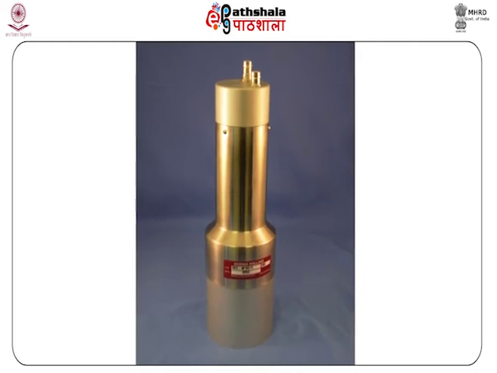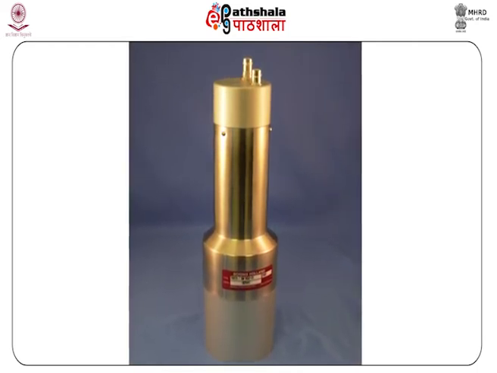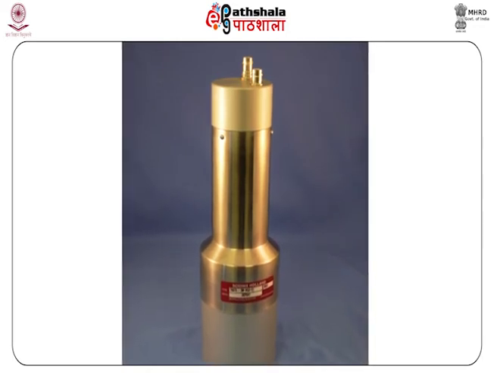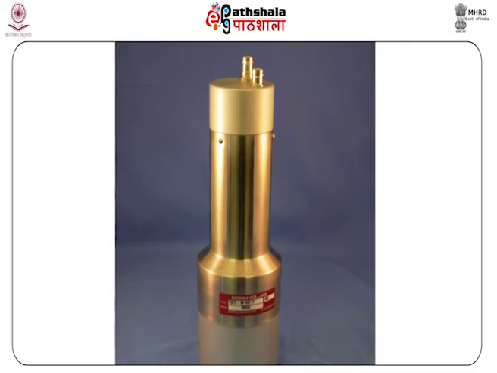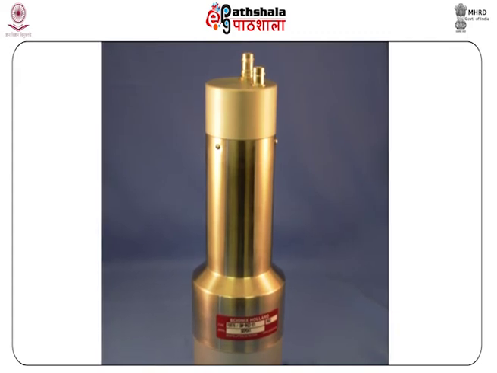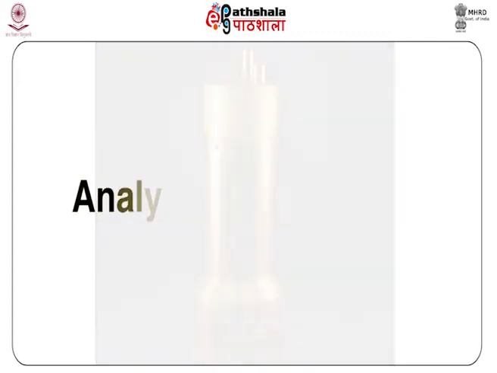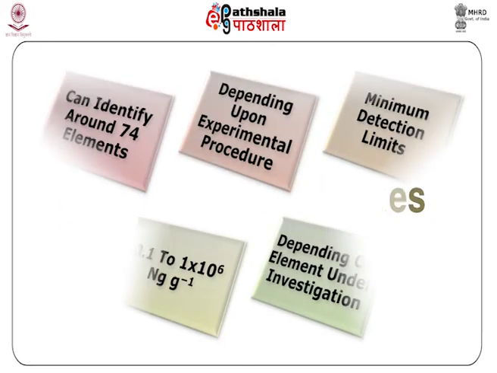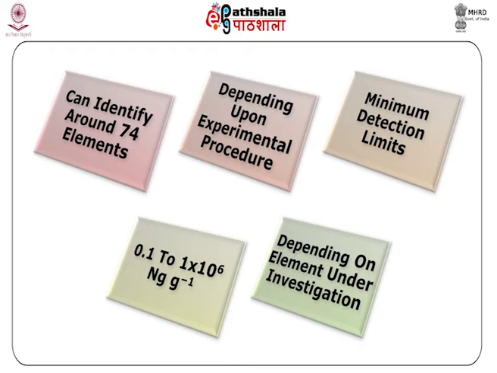The second type of detector employs a radiation sensitive crystal, most commonly thallium doped sodium iodide, that emits light when made to collide with gamma photons. All these detectors have resolution, sensitivity, and stability. Moving on to analytical capabilities. Neutron activation analysis can identify around 74 elements, depending upon the experimental procedure, with minimum detection limits ranging from 0.1 to 1 x 10 to the power 6 nanograms per gram, depending on the element under investigation.